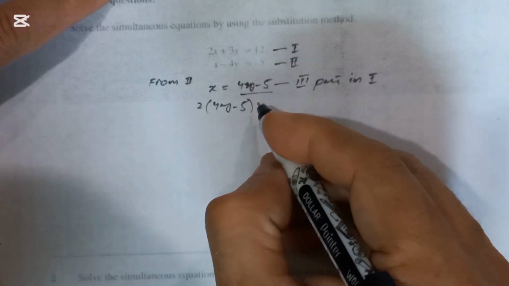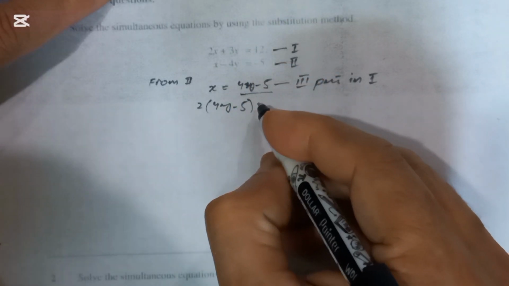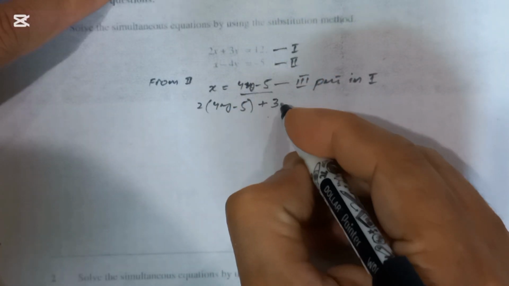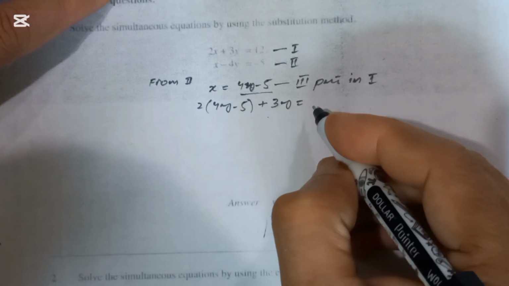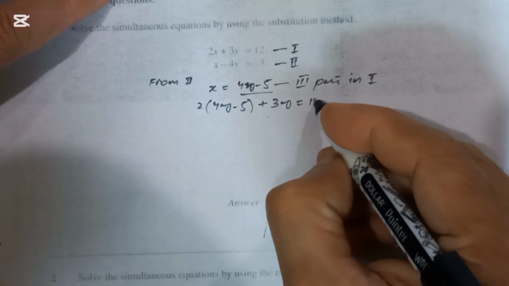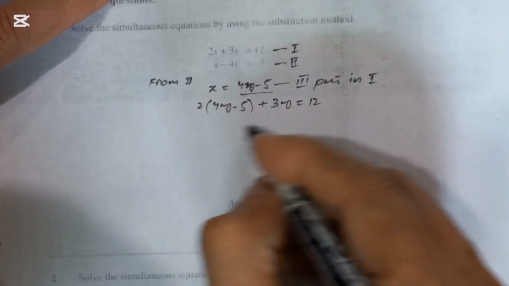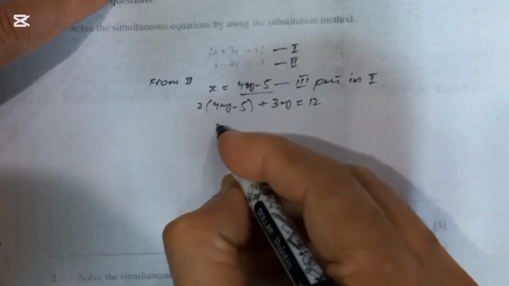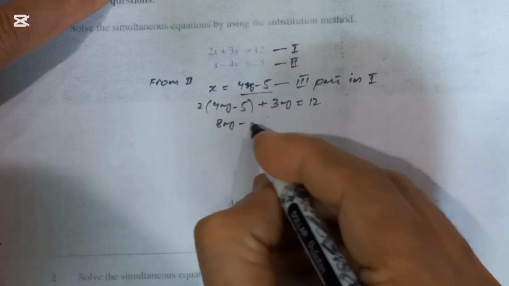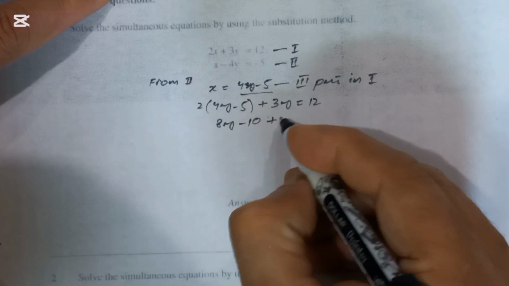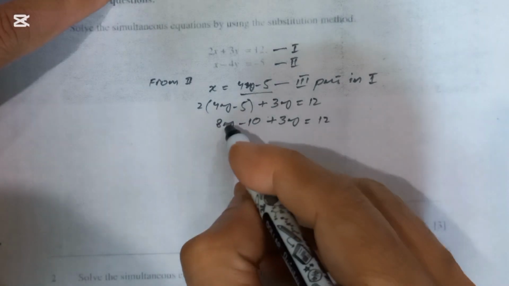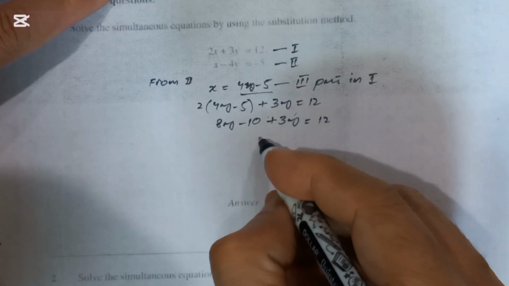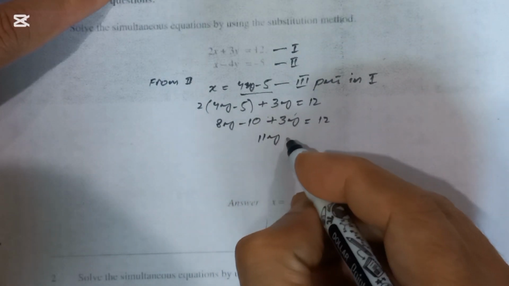Plus 3y is equal to 12 will remain as it is. Okay, we will solve the equation now. 2 4s are 8y minus 10 plus 3y equal to 12. From here, 8y plus 3y will be equal to 11y.